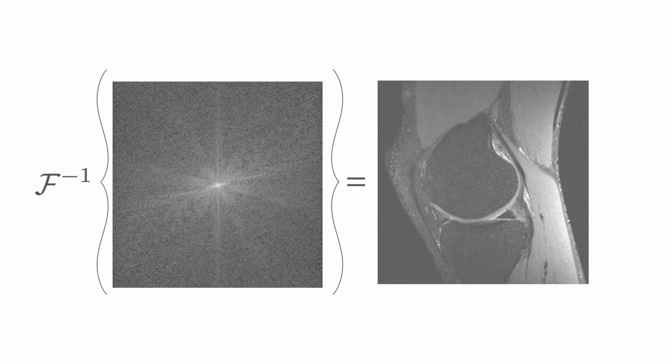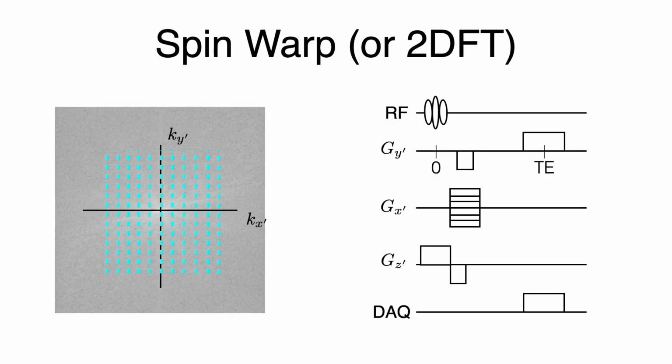Recall that MRI is a Fourier sensing modality, so we collect data in the Fourier domain, and if we collect enough data, we can just perform an inverse Fourier transform to reconstruct the image. A reminder, this is the spin warp trajectory.